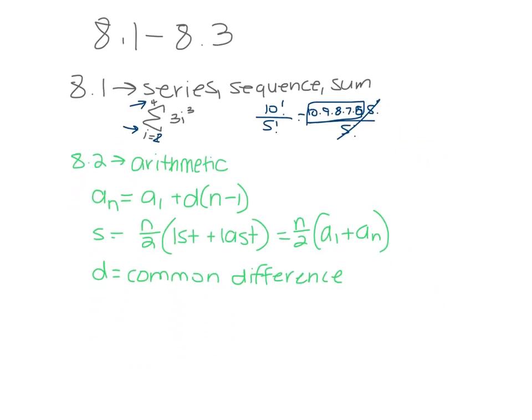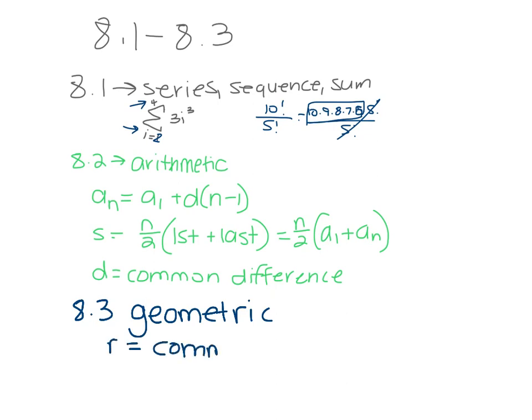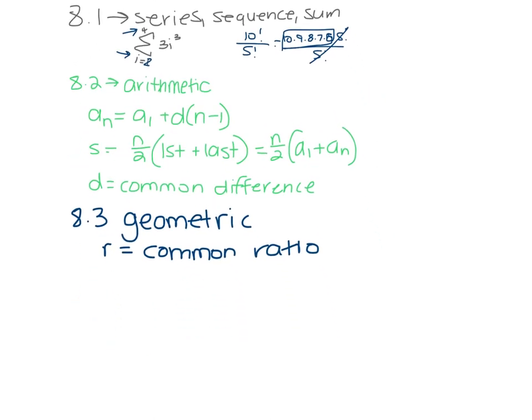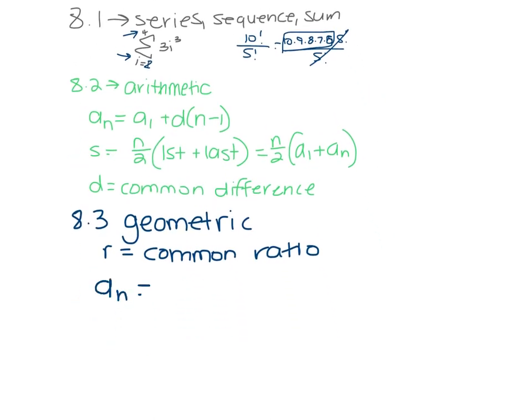And then we talked in 8.3, what was just in the warm-up, which is your geometric. In geometric, you're multiplying the same number times each term to get to the next. This time we use R, that's the common ratio, the number that you'd be multiplying. And to find the nth term when you're dealing with geometric, it's A sub 1 times R to the n minus 1.